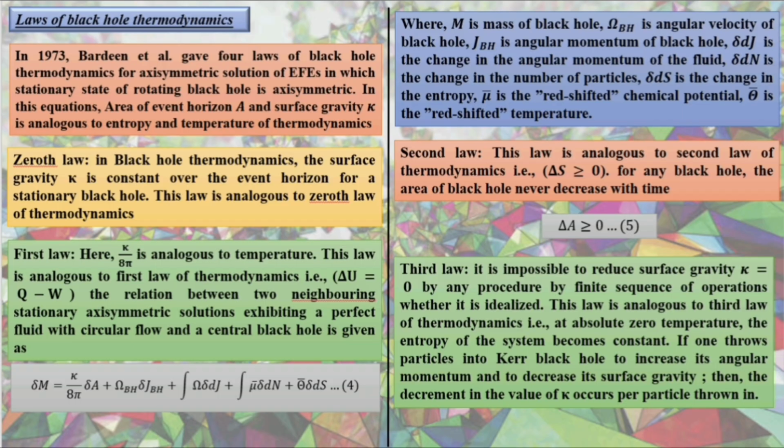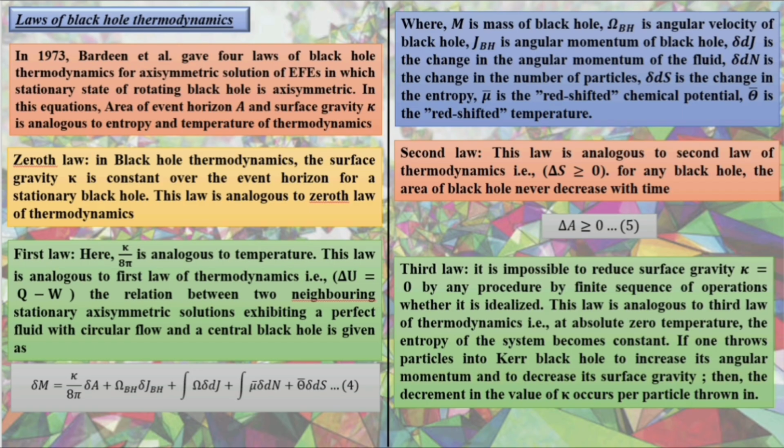The third law tells that it is impossible to reduce surface gravity K to 0 by any procedure, by a finite sequence of operations, whether idealized or not. This law is analogous to the third law of thermodynamics, that is, at absolute zero temperature, the entropy of the system becomes constant. If one throws a particle into a black hole to increase its angular momentum and to decrease its surface gravity, then the decrement in the value of surface gravity K occurs per particle thrown in.